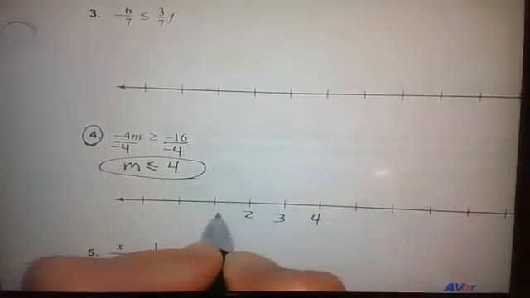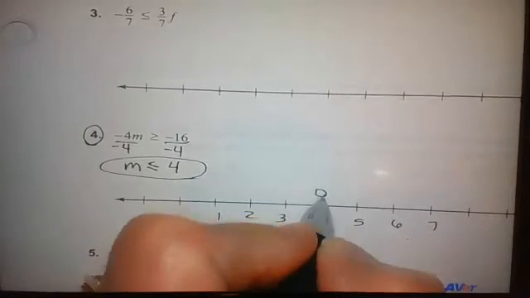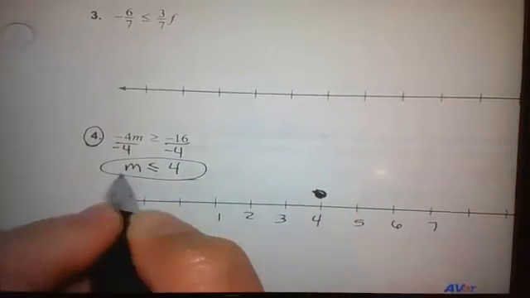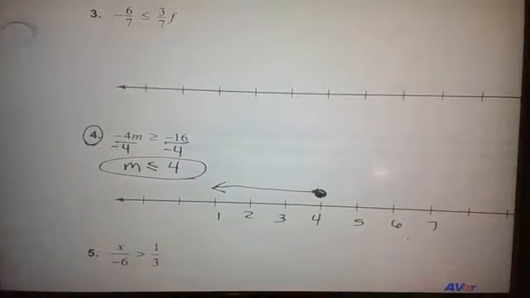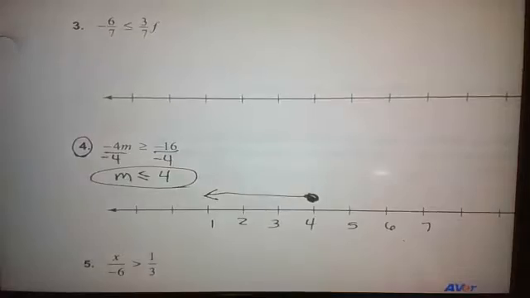4, 3, 2, 1, 5, 6, 7, 8. Okay, and I circle it. Equal to, fill in the circle. M is less than, to the left. Ta-da! That was page 41 on your journal, if you want to practice.